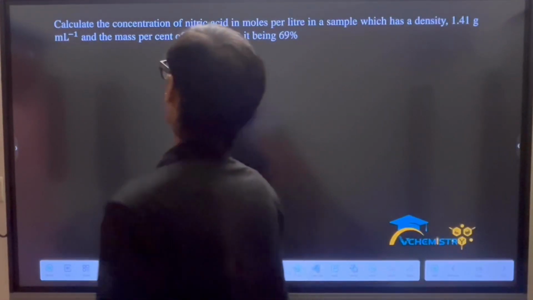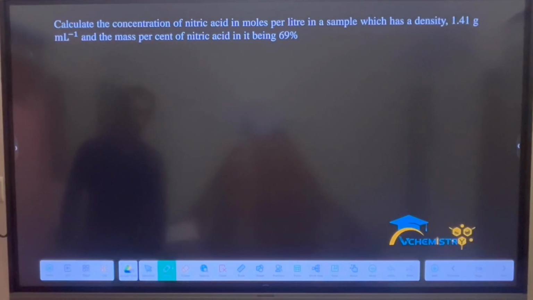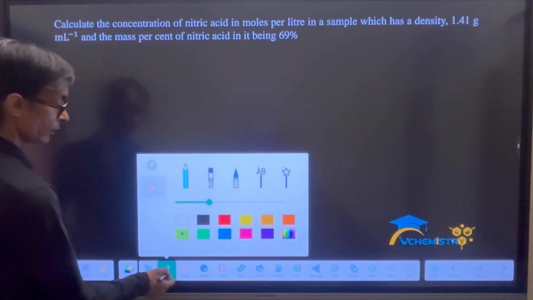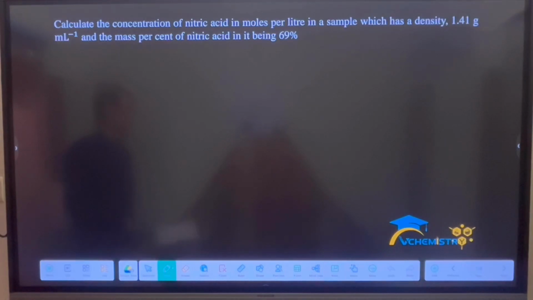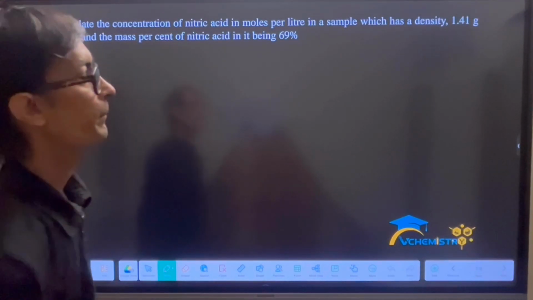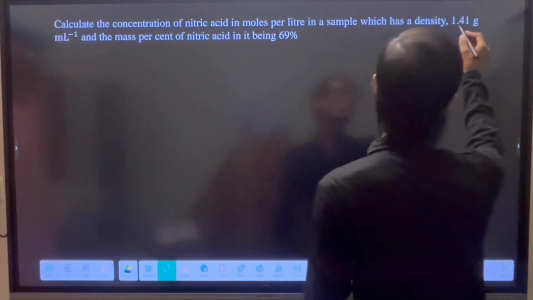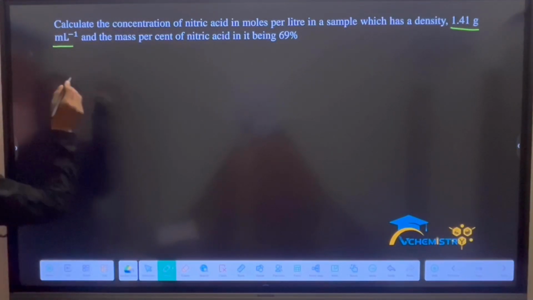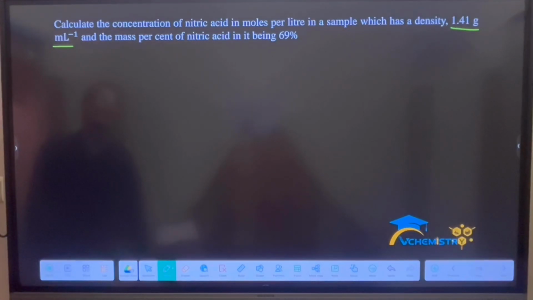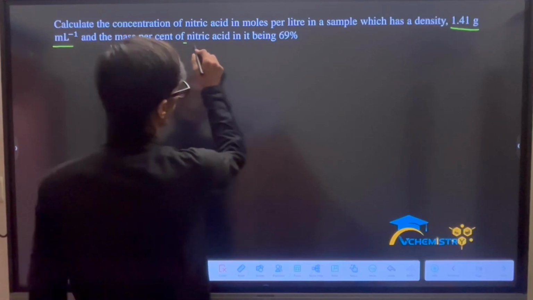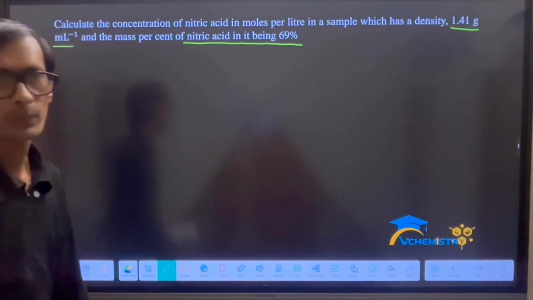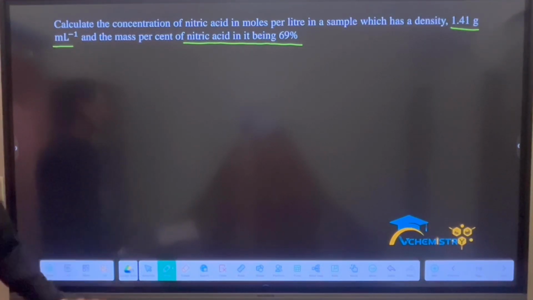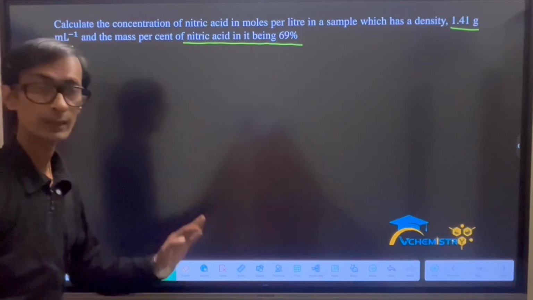Next one is so much interesting. Calculate the concentration of nitric acid, that means mole per liter, in a sample which has a density 1.41 gram per ml. See here, listen to me carefully. And the mass percent of nitric acid is 69%. Nothing is written after 69%. So many students have a confusion like this.